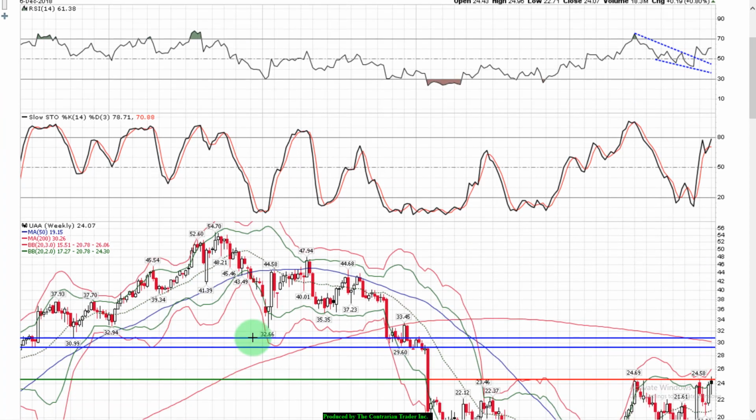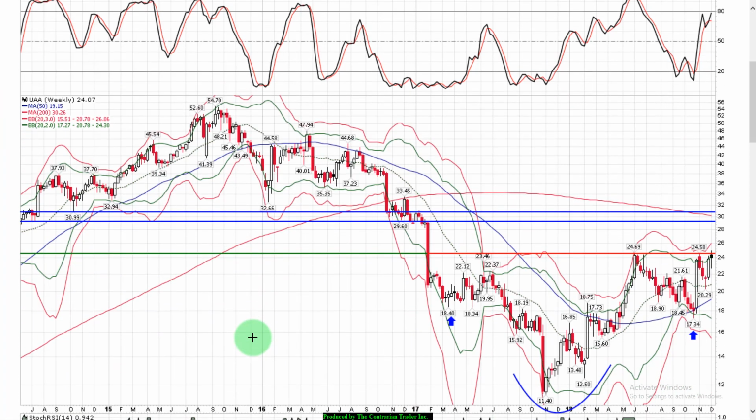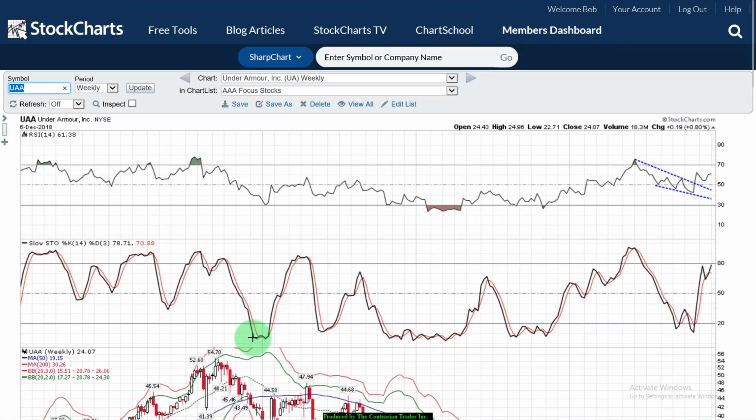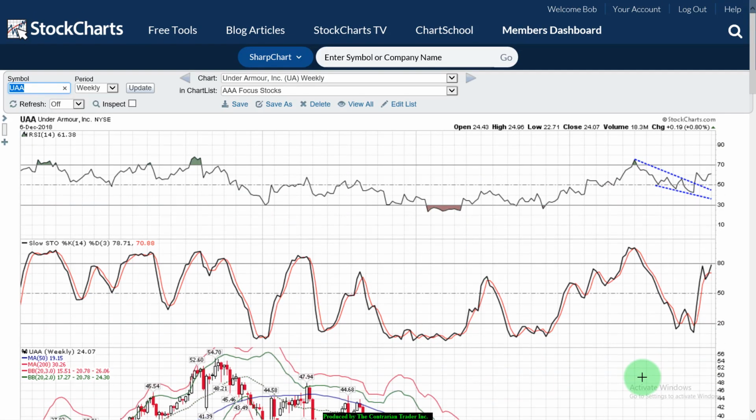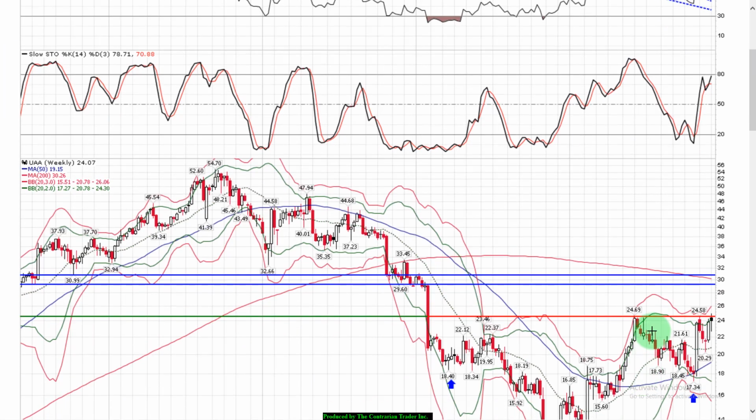Under Armour, weekly chart. Relative to the overall markets, Under Armour has had a very good week this week. It is up just over 0.75 of a percentage point. We're flirting with a breakout here. The number to watch is 24.69. If we get a close above that level, look out above. We're going to rally.